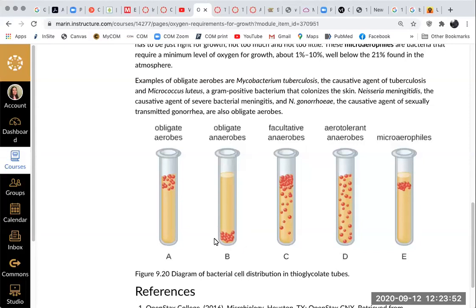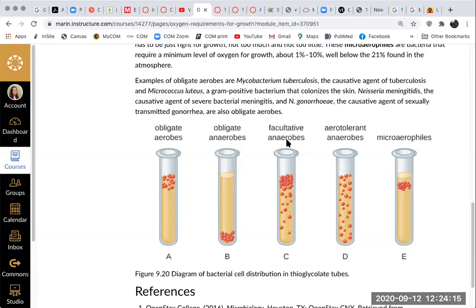Down at the bottom, you're going to find the obligate anaerobes. These are the ones who don't need oxygen to grow. They're probably doing just fermentation or just anaerobic respiration. And they actually don't have the enzymes that are needed to deal with the presence of oxygen. And so they are hiding from that oxygen because the oxygen is toxic to them.